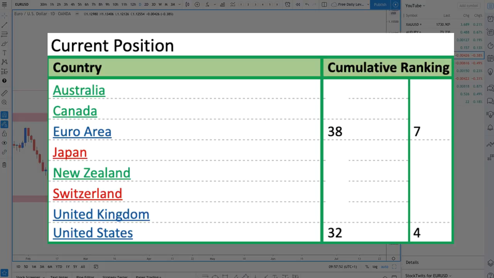So 4 was stronger than 7. 4 was higher than 7. So we were looking at buying the US dollar over the euro. That's based off of the fundamental data points that we use to determine strength and weakness.